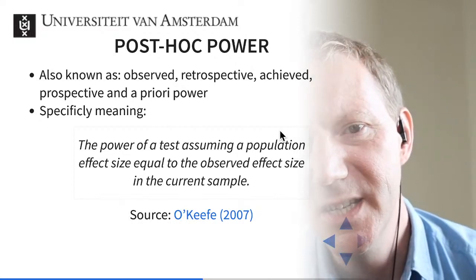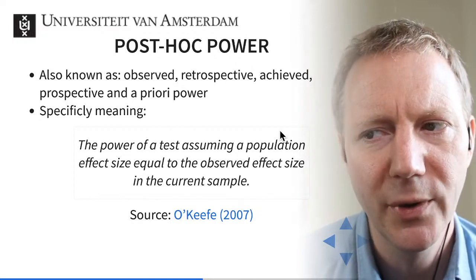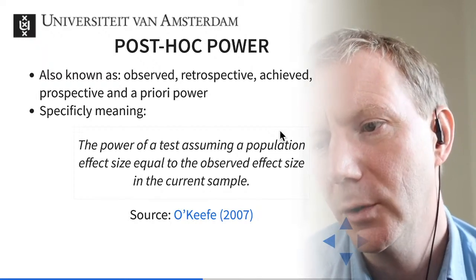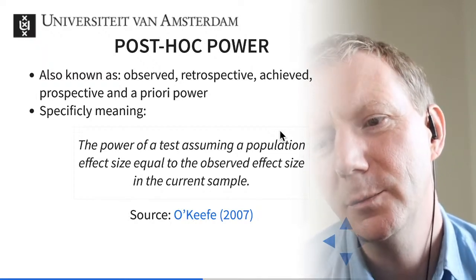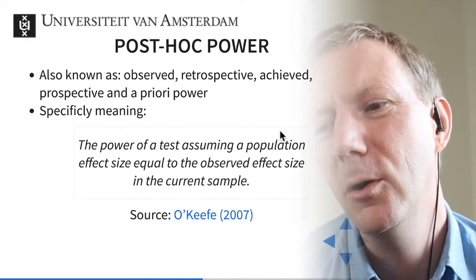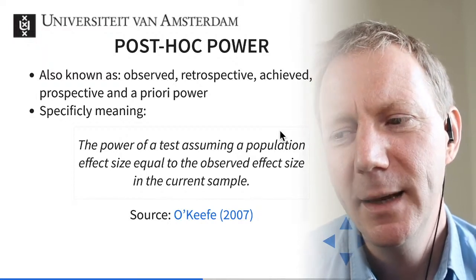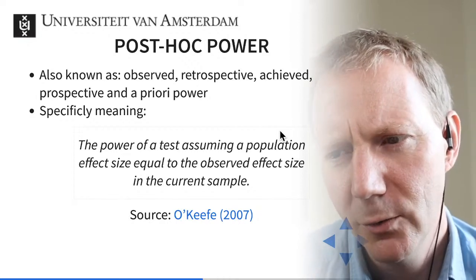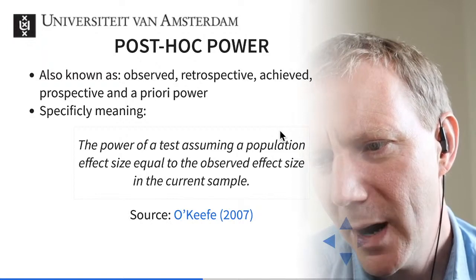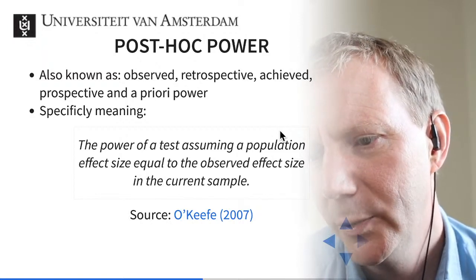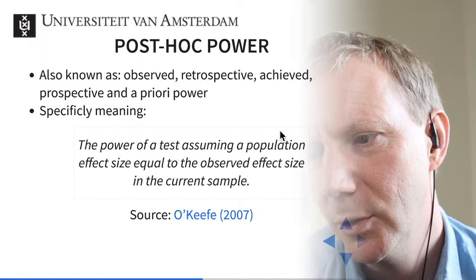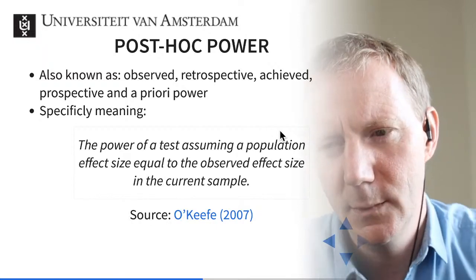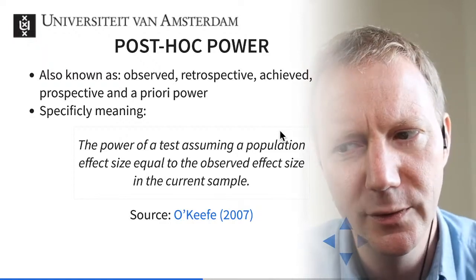Because what SPSS gives you back is the so-called post hoc power. So what we also know as the observed or the retrospective or achieved or a priori power. And it means the definition that I've shown you here. So try to read this for a second. The power of a test assuming a population effect size equal to the observed effect size in the current sample. Let that sink in for a moment.